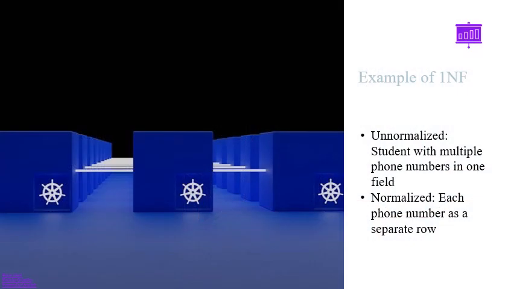Example of 1NF. Let me give you a simple example. Suppose we have a student with this data: name Priya, phone number 9876543210 and 91235464567889. This is wrong because the phone field has two values. In 1NF, we split like this: row 1 Priya's first number and row 2 Priya's second number. Now it follows 1NF, atomic values and better structure.